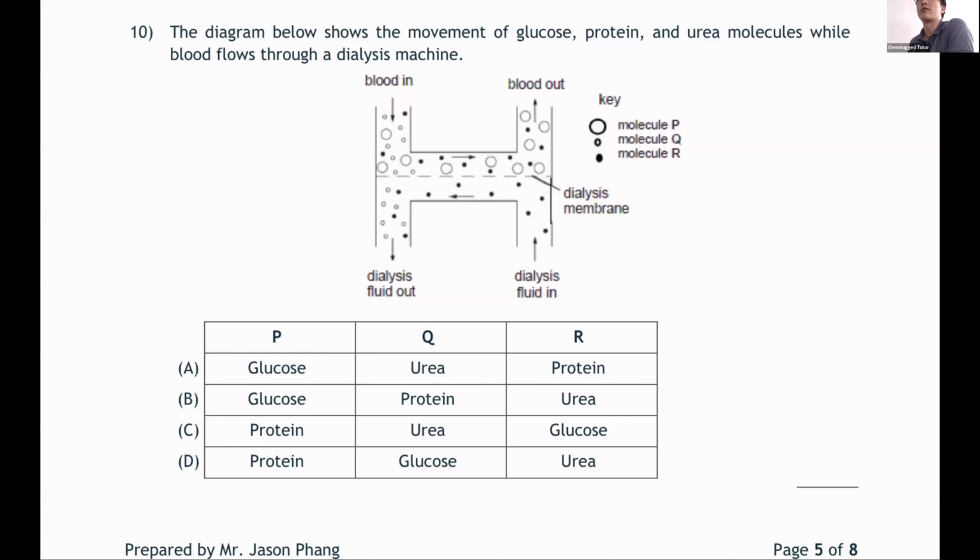C for correct. Very good. The black dots must be glucose because I need to have a healthy concentration of nutrients in the bloodstream and dialysis fluid. Keep in mind, I want to say healthy concentration and not same. Why healthy? Let's say I determine that whatever this person's body type and everything, you need to have 10 units of glucose in your bloodstream. I will make sure that my dialysis fluid has 10.